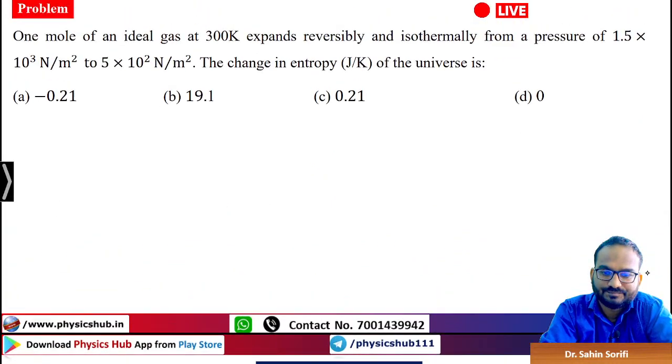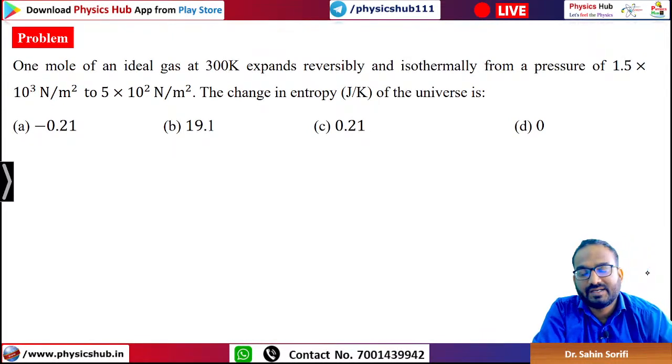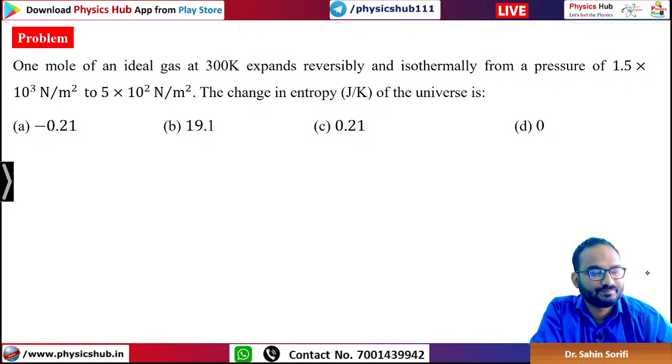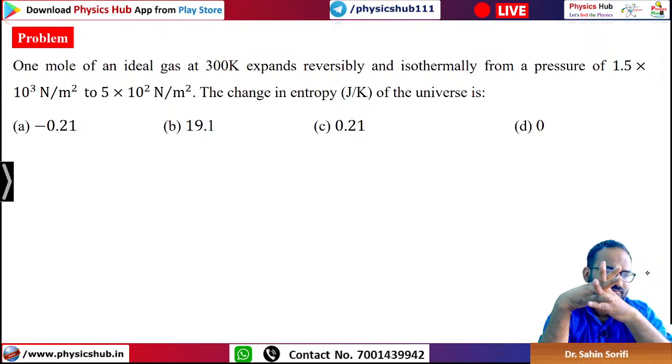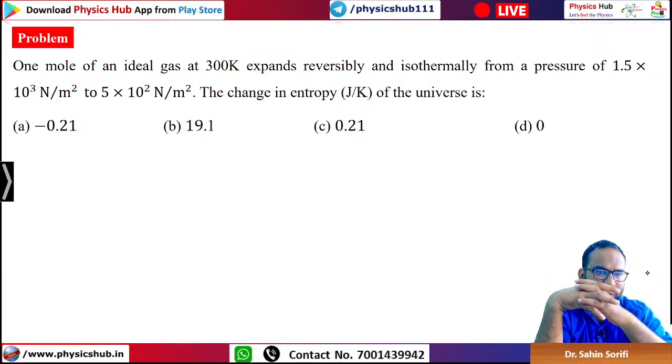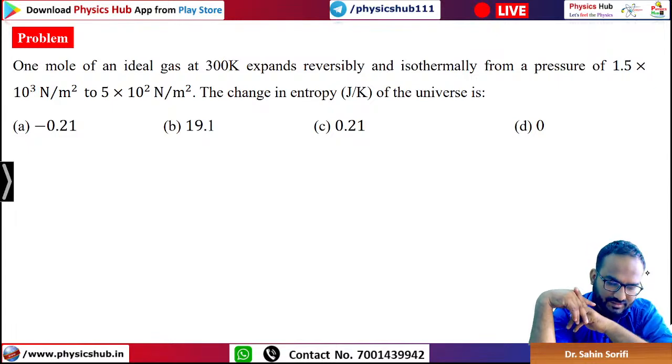Let us do this problem. 1 mole of an ideal gas at 300 Kelvin expands reversibly and isothermally from a pressure of 1.5 × 10⁻³ Newton per meter square to 5 × 10⁻² Newton per meter square. The change in entropy of the universe is. This is a trick question actually.